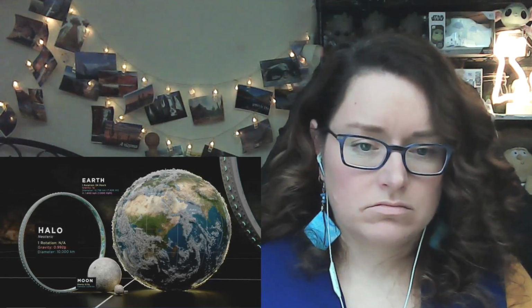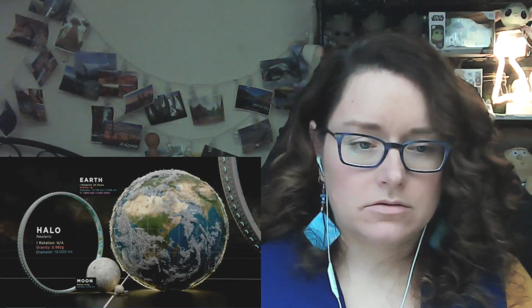The Earth is 12,756 kilometers in diameter. It's almost as big as Alpha Halo. Earth spins at about 1,000 miles per hour at its equator.